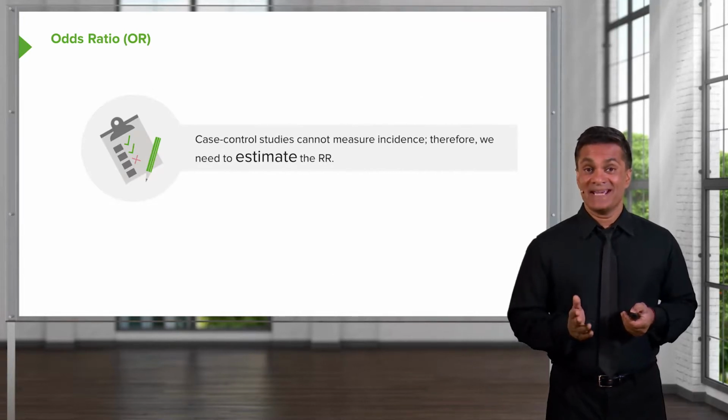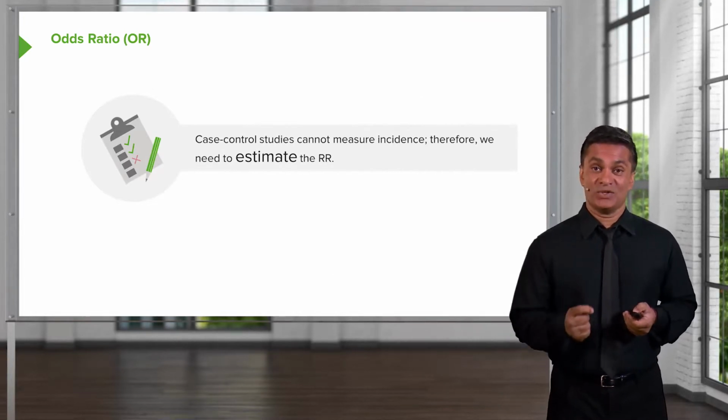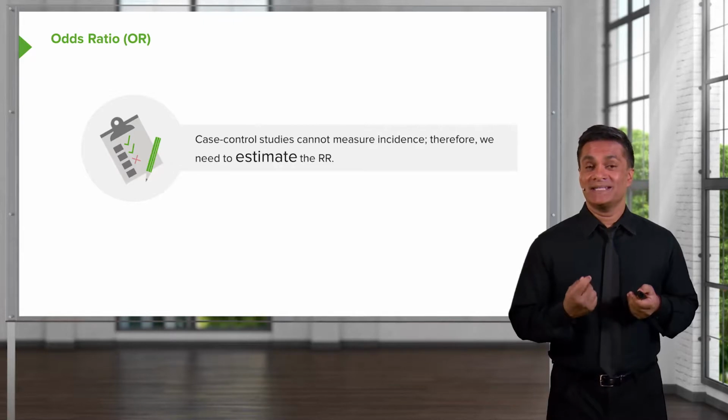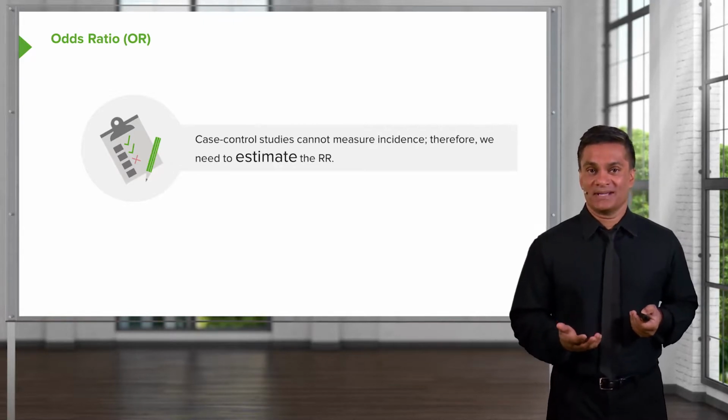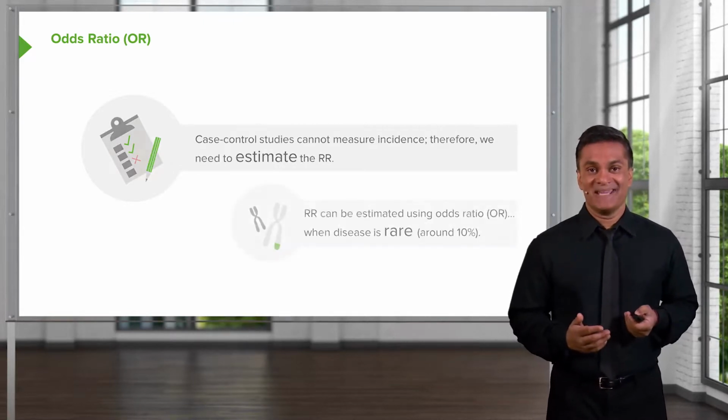Now, remember, case control studies cannot measure incidence. They cannot. So what do we do? I can't compute a relative risk for a case control study. We need something to estimate the relative risk. Can you guess what that is? You probably can. It's the odds ratio.